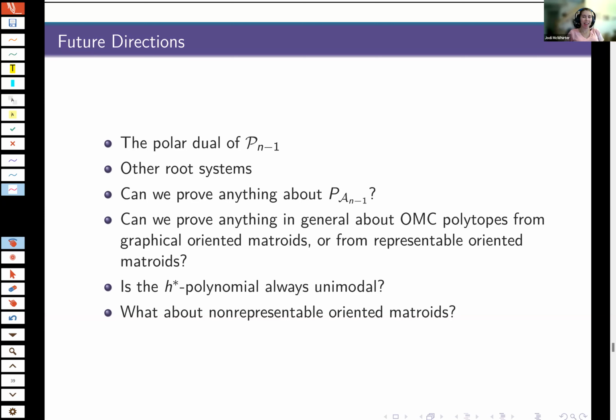So yeah, I don't know. I would love to be able to say more about the dimension, but in the graphical case we get equality. In the non-graphical case, all we get is a lower bound, and it's definitely not necessarily strict.